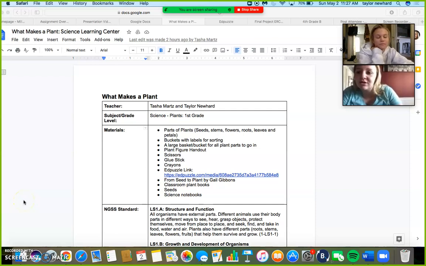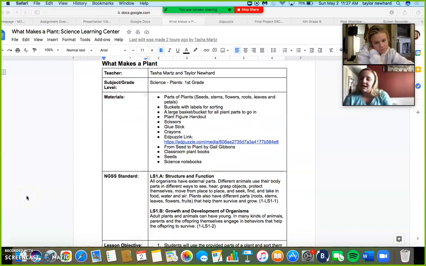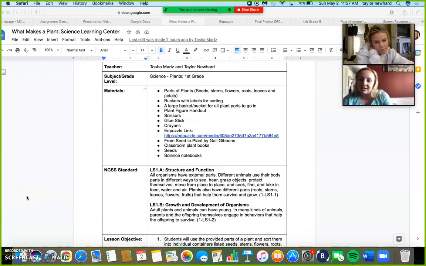So this is our learning center. It's What Makes a Plant. This is for grade 1. So for our learning center, we're going to need parts of plants, buckets for sorting, a large bucket with all of the materials in, a plant figure handout, scissors, glue, crayons, an Edpuzzle link, and then the book From Seed to Plant, classroom plant books, seeds, and science notebooks.